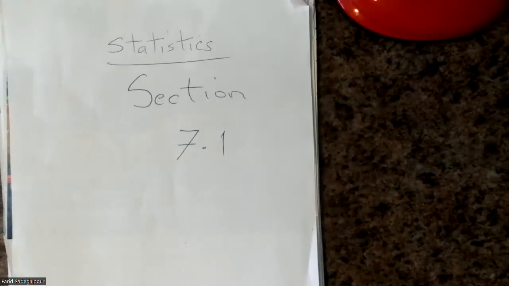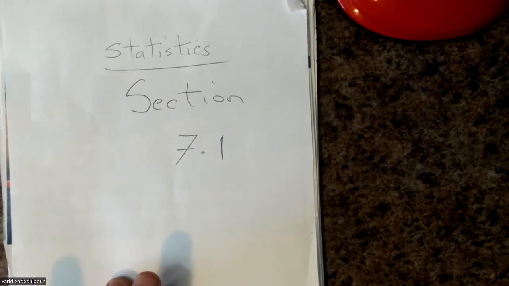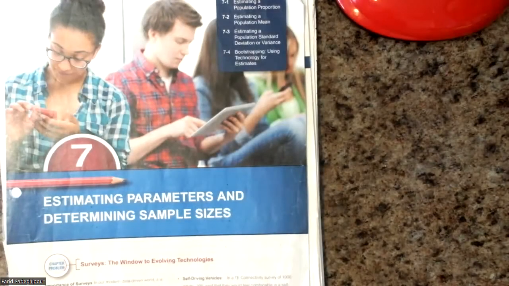Chapter 7, Statistics. Section 7.1, Estimating Parameters and Determining Sample Size.